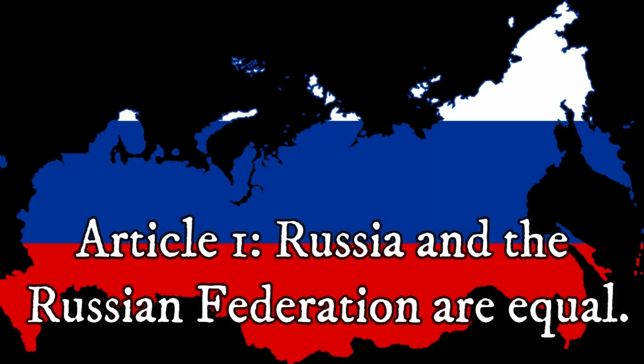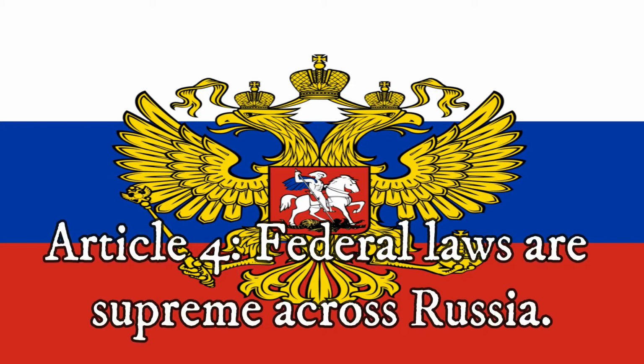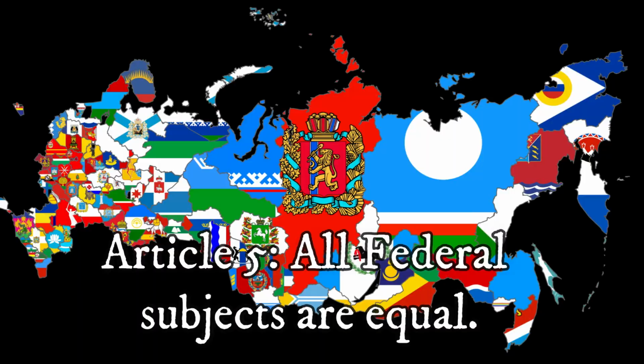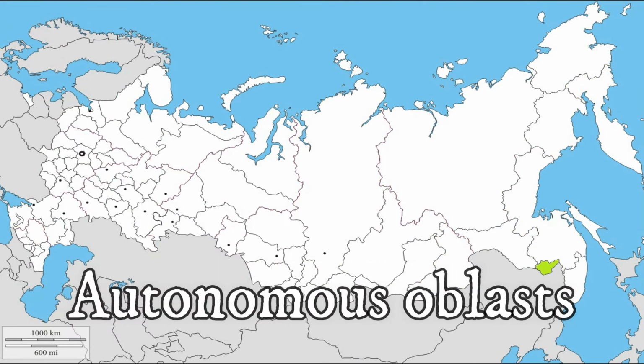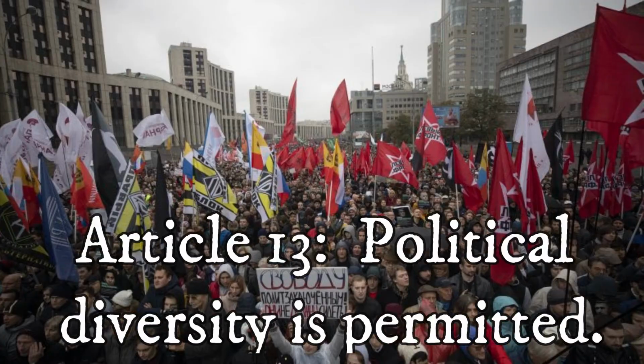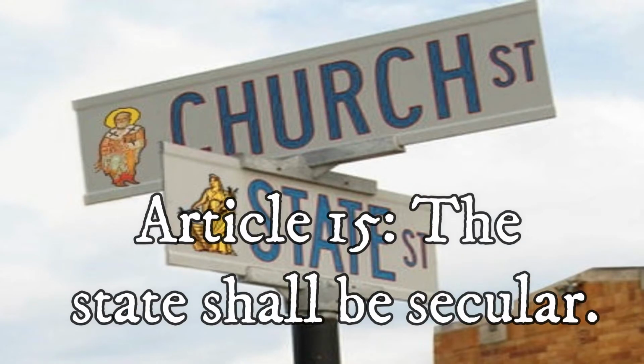This section explains the fundamentals of the Russian Constitution, including key ideas and concepts such as Russia and the Russian Federation being equal, the supremacy of federal laws over all of the Russian territory, as well as the equality of all oblasts, republics, krais, cities of federal importance, autonomous oblasts, and autonomous krais. What's more, it also guarantees that the state will have no official ideology, allow political diversity, and remain a secular state, although later articles may raise some suspicions about this part.